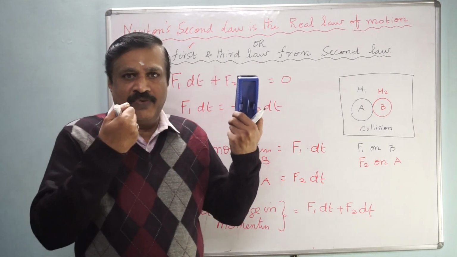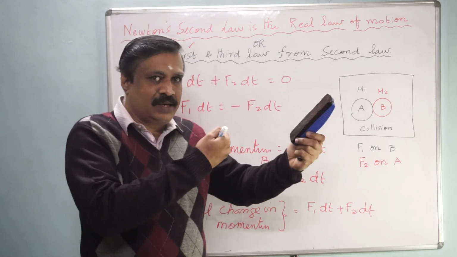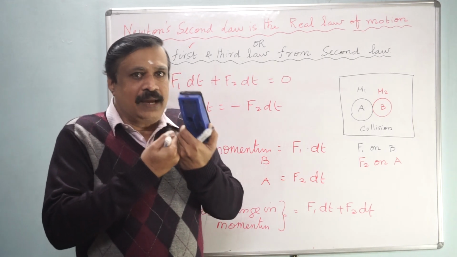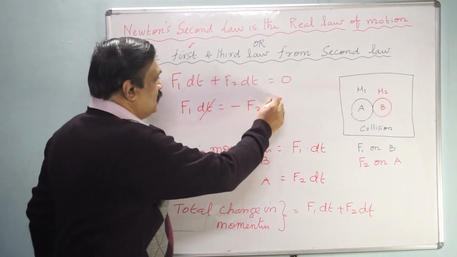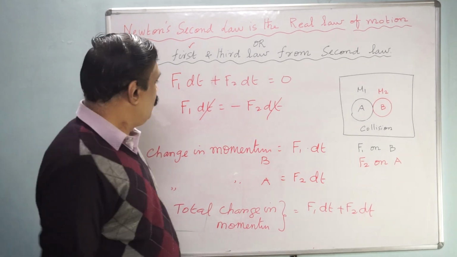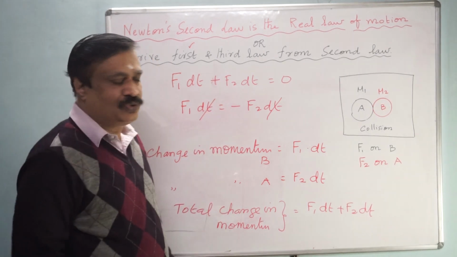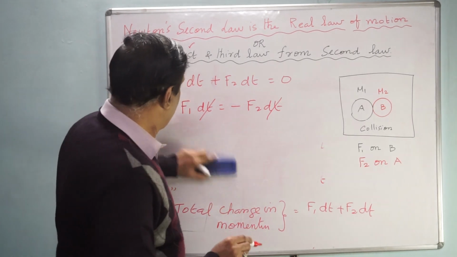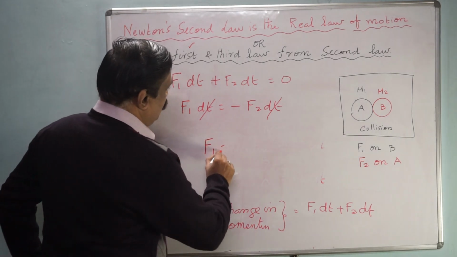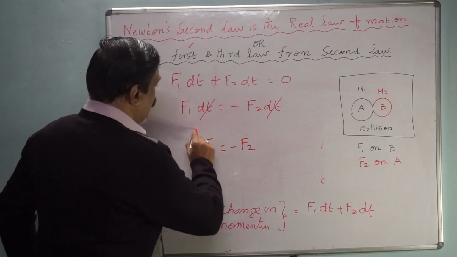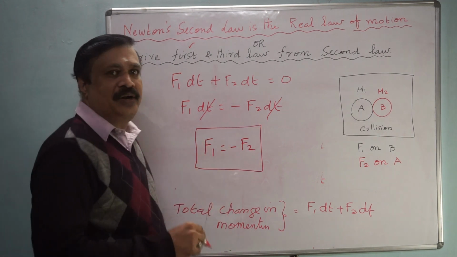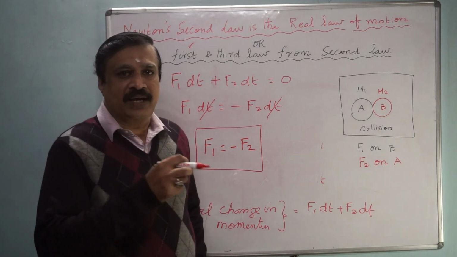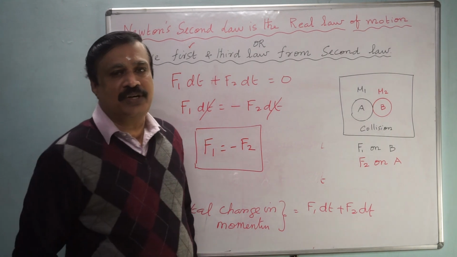Now the collision is taking place at the same time. A is moving and B is moving, or both may be moving in the same direction. It is not a problem. Therefore, the collision is occurring at the same time, so you can cancel the time. Therefore, F1 is equal to F2. That means F1 is equal to minus F2. F1 is a force which is equal to minus of F2. That is, every action has an equal and opposite reaction.